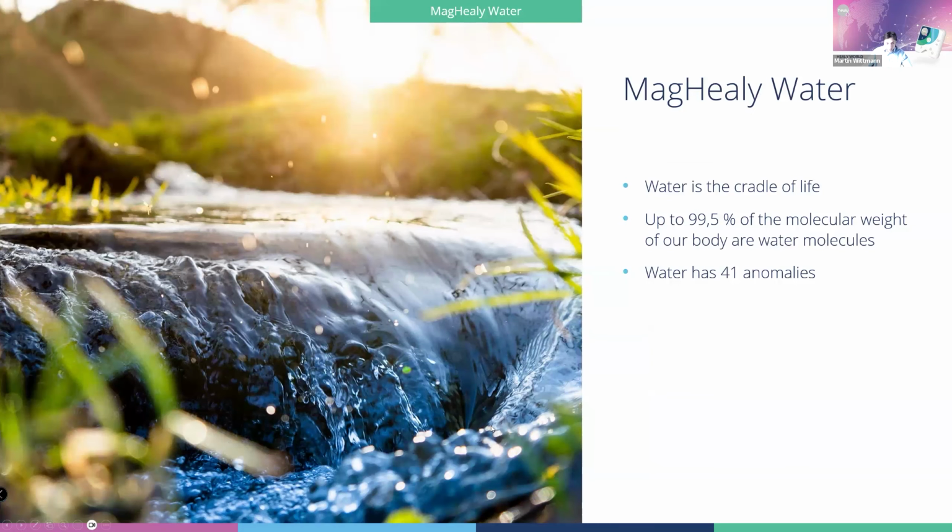And last but not least, of course, MagHealy water. So water is the cradle of life, and up to 99.5% of the molecule weight of our body are water molecules. So that's also quite fascinating. And water has, of course, a lot of anomalies. So it's a lot more than meets the eye.